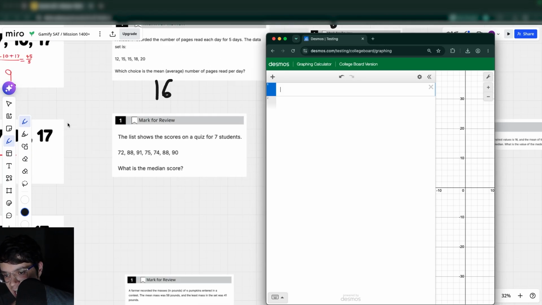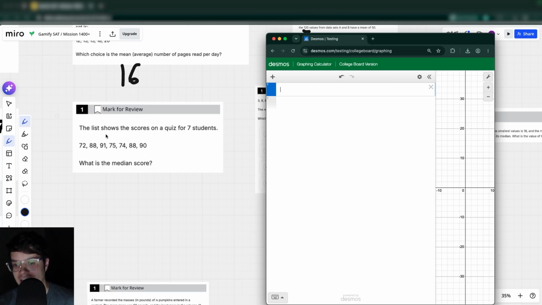Okay. As for some examples, let's give an easy one again. Here's the score on the quiz for 7 different students. All I would have to do is just say median, because that's the function for this in Desmos. 72, 88, 91, 75, 74, 88 again, and then 90.